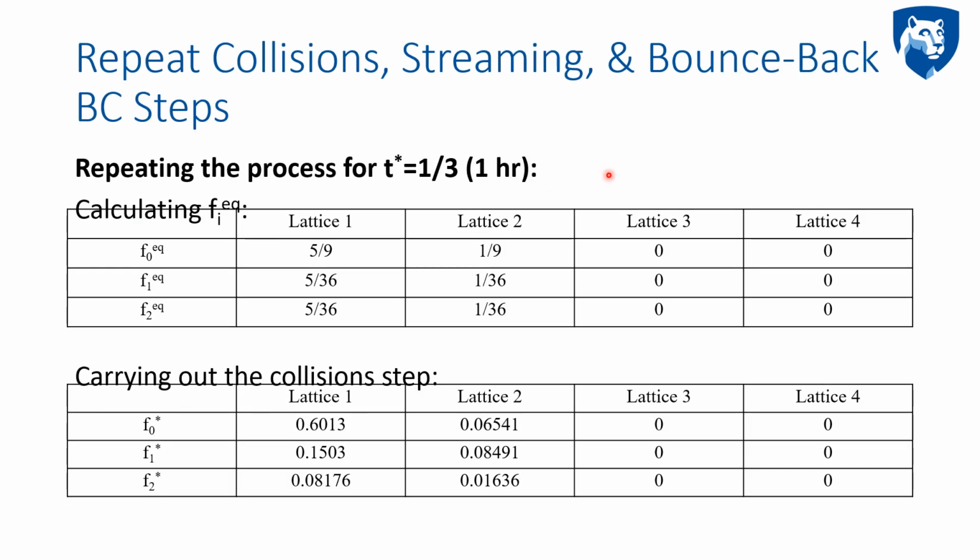And then next we just have to repeat all of the substeps: collisions, streaming, and the boundary condition substeps. So still at the time step equals 1/3, we calculate the F equilibrium, which would give us these values, and then we carry out the collision step to calculate the updated distribution function f(n). We would have these values.